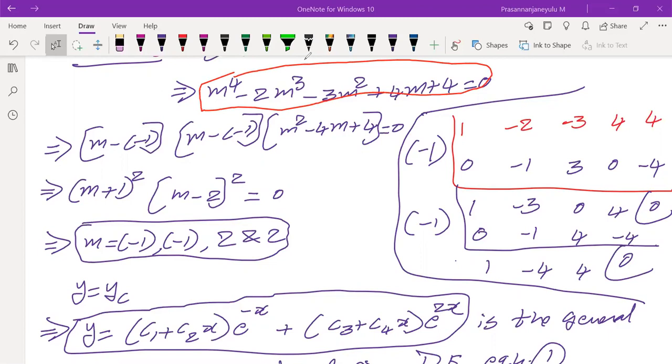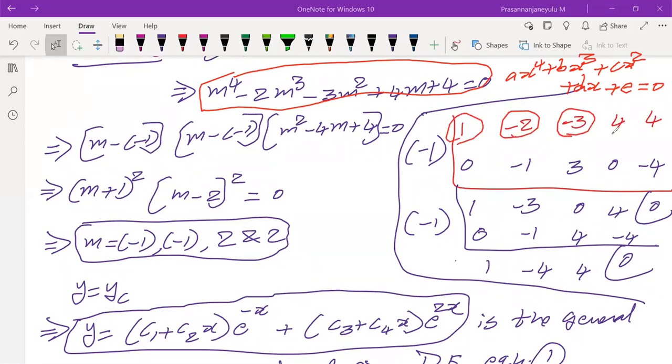Then how is it shown in your calculator? The equation ax power 4 plus bx power 3 plus cx square plus dx plus e equals 0. That means everything you have to bring to the left hand side only. What is the a value? 1. What is the b value? Minus 2. What is the c value? Minus 3. d value 4. e value is 4.